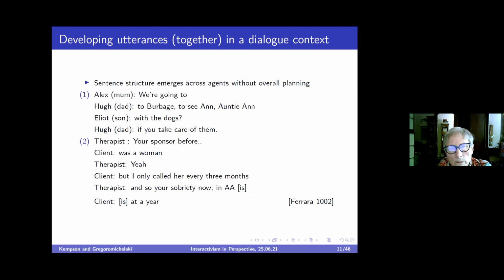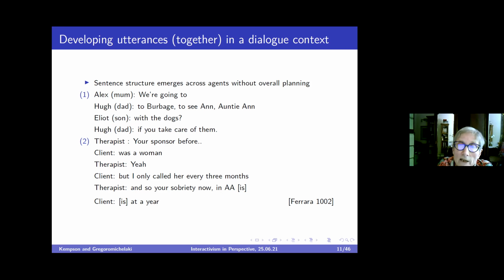This is in fact a constructed example, the second one is not, of my daughter-in-law, who could say, we're going to, she can never remember where my sister lives. So Hugh, the father, butts in and says, to Burbage, to see Anne, Auntie Anne. To which Elliot adds on, with the dogs. Hugh says, if you take care of them. Now, this is a conditional sentence, the antecedent and the consequent, but it's simply not anticipated by anybody with a sense of overall planning. And this is a very common pattern in dialogue modeling.